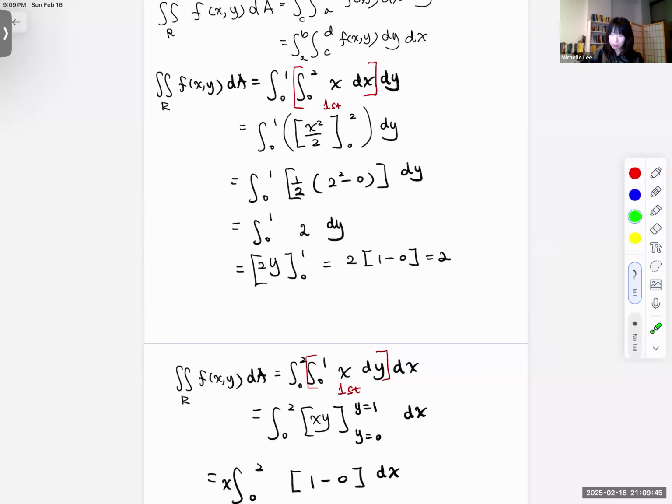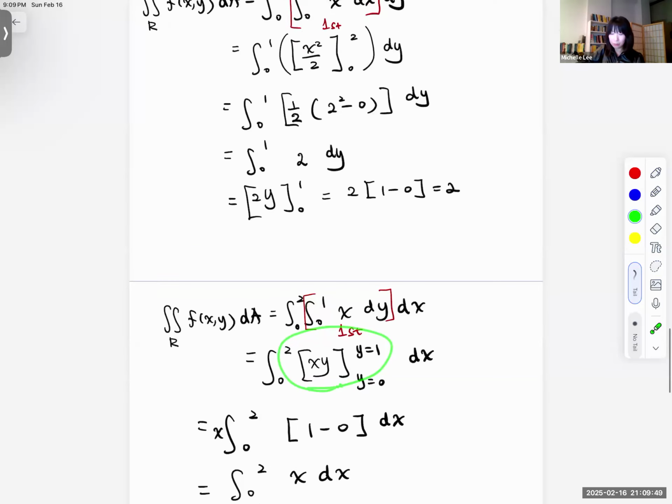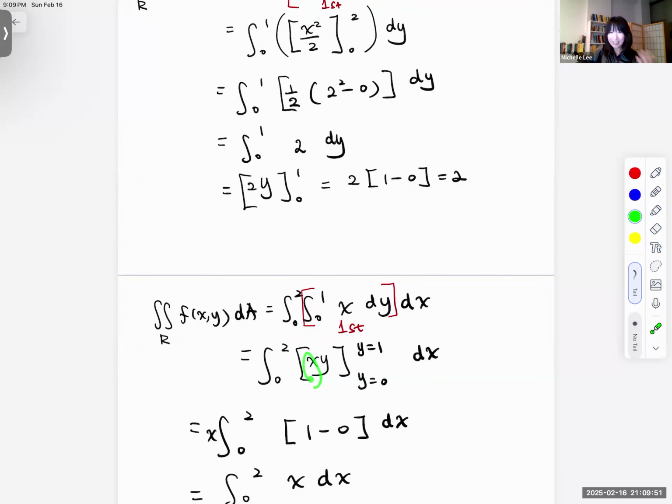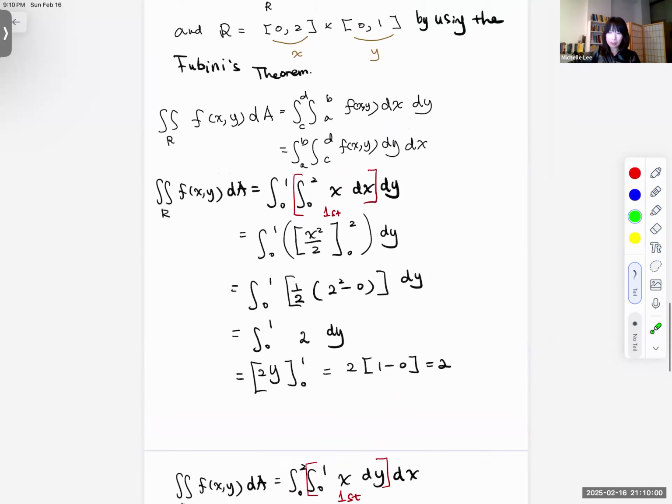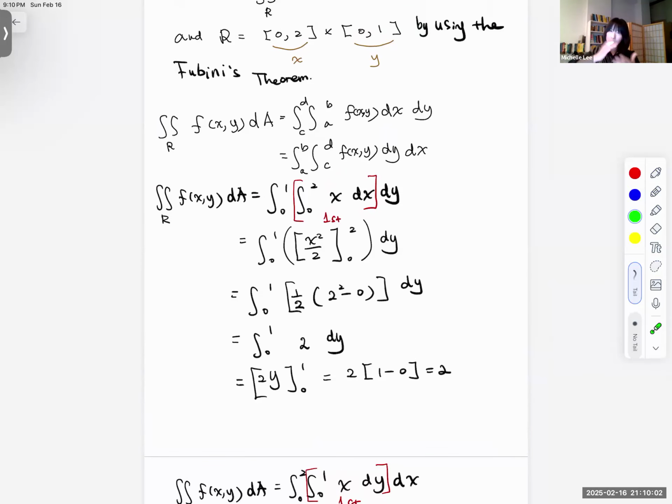Yeah, because in that case, we have to treat x as a constant, so a little bit confused, right? So Fubini's theorem said that either way we can change the order, we still get the same answer, right? By using, what's the name? Iterated integral, right?